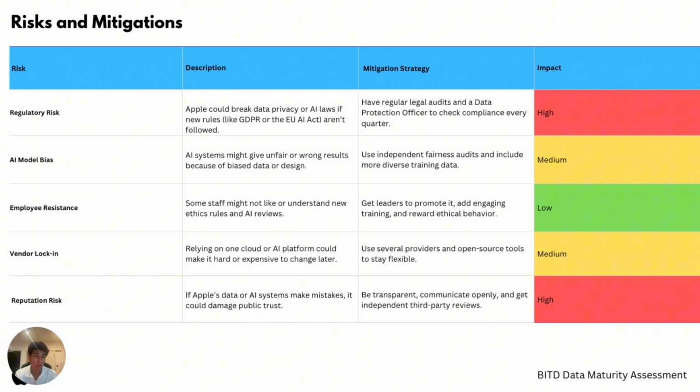And finally, for the reputation risk, which may be the most important one, we can be transparent, communicate openly, and get independent third-party reviews. So together with this roadmap and our risks and mitigations, we can help Apple scale their AI use responsibly while also aligning with their ESG goals.